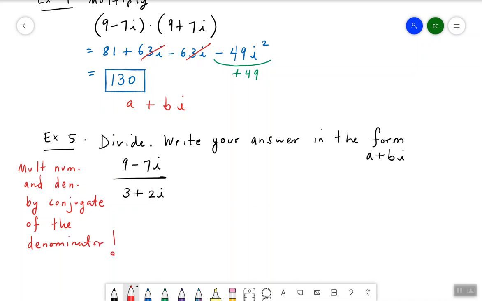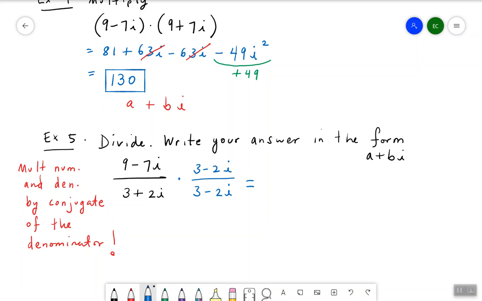So this is a big idea. It's the first step in the problem. It's essential to understand this in order to get these problems correct. So what is the conjugate of the denominator? Instead of 3 plus 2i, it would be 3 minus 2i. The same two terms, but the sign in the middle is switched from positive here to negative over here. And then, of course, we're allowed to do that as long as we multiply by the same thing in the numerator.